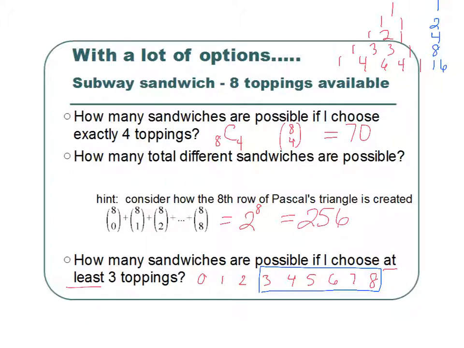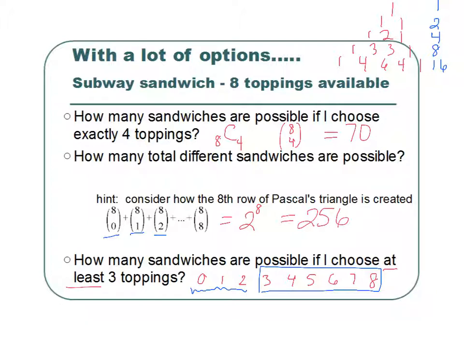I'm going to go ahead then and do the 8 choose 0, the 8 choose 1, and the 8 choose 2. That's what I don't want it to be, right? And then I'm just going to take 256 and subtract that.